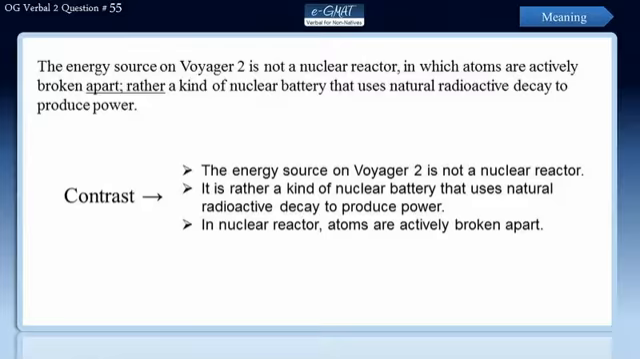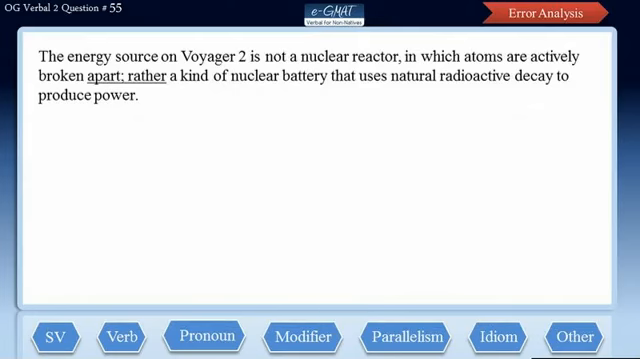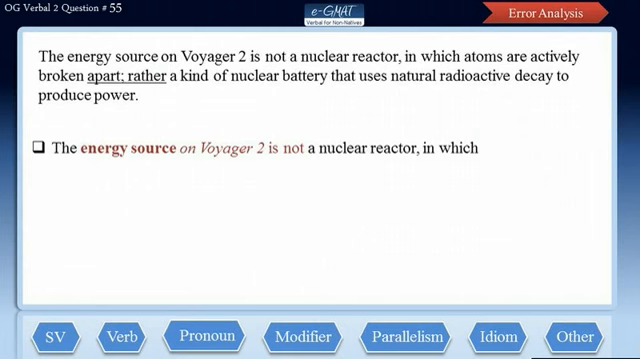Now let us evaluate the errors by splitting this sentence into its clauses. So here comes the first clause: The energy source on Voyager 2 is not a nuclear reactor in which. Here energy source on Voyager 2 is the subject and is not is the verb. Now Voyager 2 cannot be the subject in this clause because it lies in the prepositional phrase that modifies energy source. Energy source, being the head of this clause, decides the number of the verb. Since energy source is a singular noun, it uses the singular verb is.